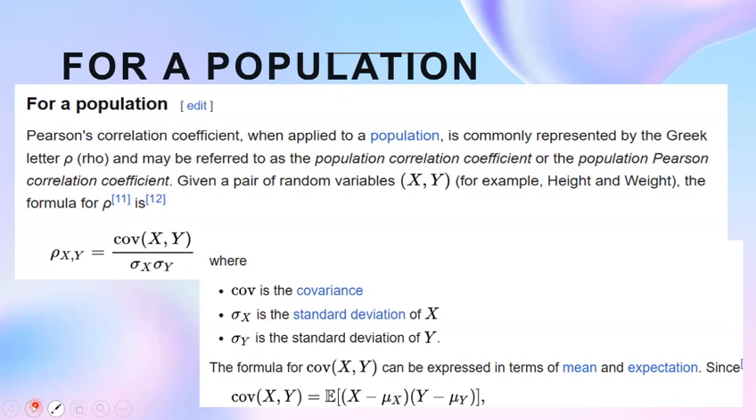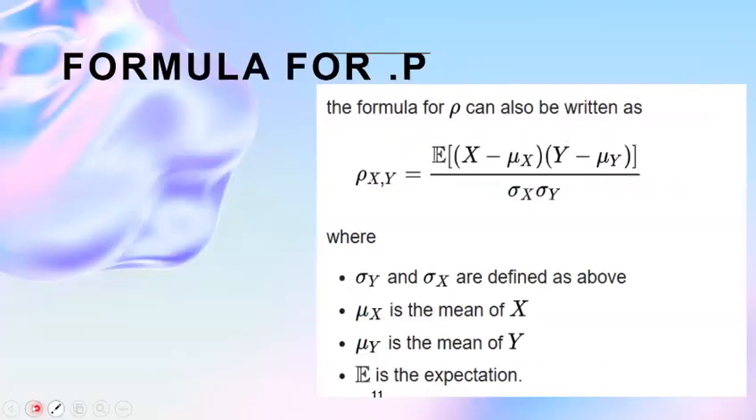Given a pair of random variables, for example X and Y, with X represented by height and Y represented by weight, the formula for rho would be rho_XY equals the covariance of X and Y, divided by sigma X and sigma Y, which are the standard deviations, where COV is the covariance. This is the other formula. The formula for covariance of X and Y can be expressed in terms of mean and expectations as in this equation. But these are not that complex, you can easily remember them.